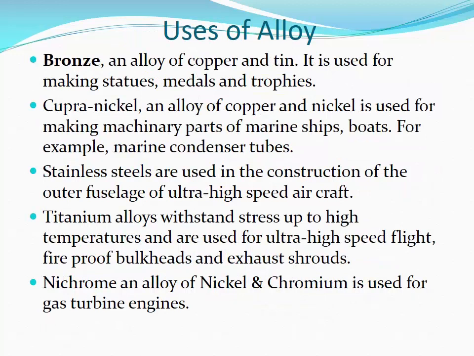Now we are going to see uses of alloys. This is the last point. Bronze, an alloy of copper and tin, is used for making statues, medals and trophies. Cupronickel, an alloy of copper and nickel, is used for making machinery parts of marine ships and boats, for example, marine condenser tubes. Stainless steels are used in the construction of the outer fuselage of ultra high speed aircraft.